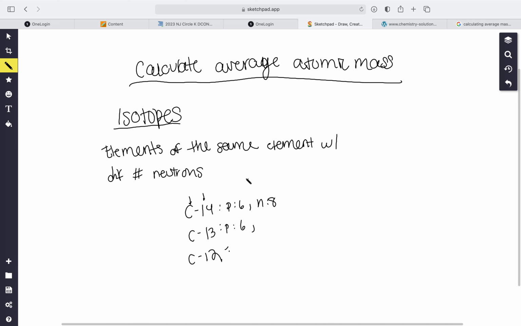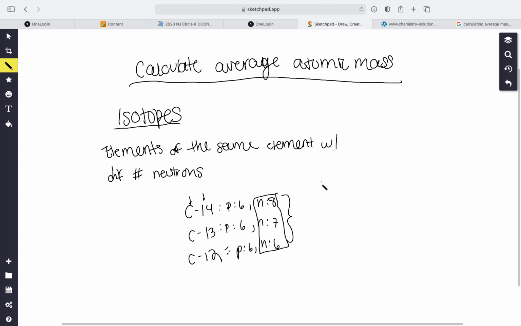You don't have to memorize that, as it comes from the periodic table. For 13, 13 minus 6, the number of neutrons is 7. Next one, there are 6 protons, as there always will be, and the number of neutrons, 12 minus 6, is 6. So you can see this is just the different number of neutrons present in each of these, which makes the mass different.